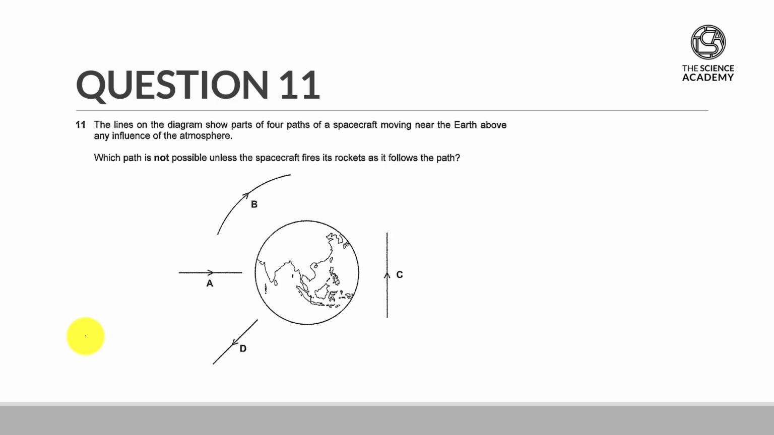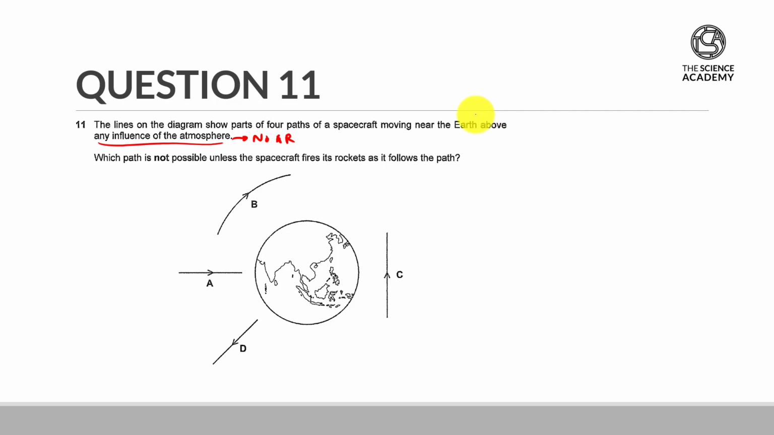Now in question 11, we are given a diagram as well as 4 lines, and we are told that the 4 lines on the diagram show parts of 4 paths of a spacecraft moving near the Earth above any influence of the atmosphere. So this simply means that there is no air resistance. So which path is not possible unless the spacecraft fires its rocket as it follows the path?